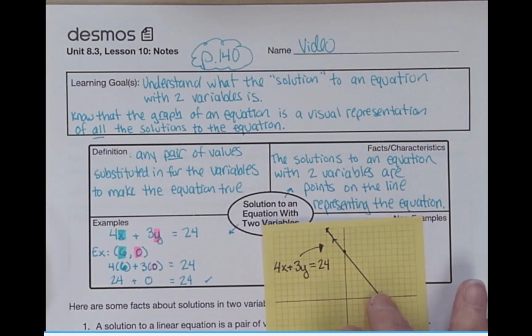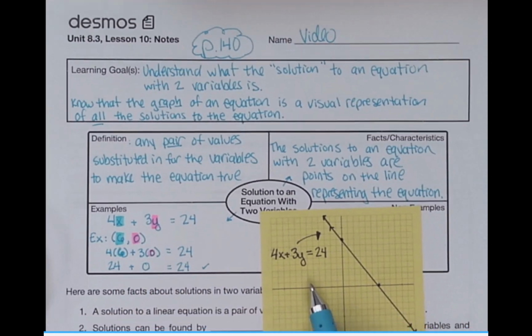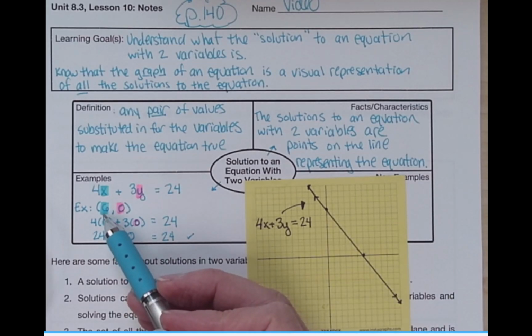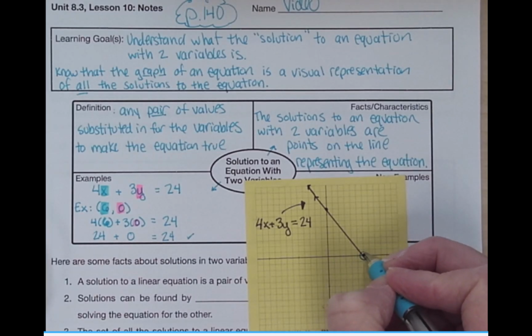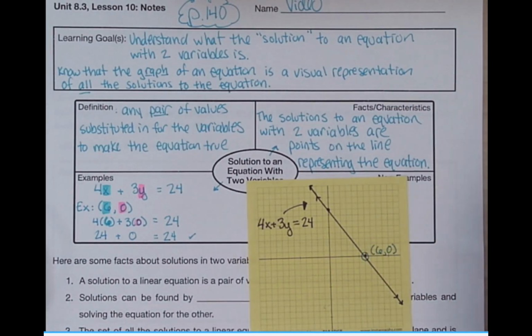And I've actually graphed this equation, 4x plus 3y equals 24. This is what that graph looks like. And you can see that the point (6, 0) is actually on the line. In fact, any point that's on the line as a coordinate, that x value and that y value as a pair, would make that equation true. I can prove it to you here. Hang on just a second.